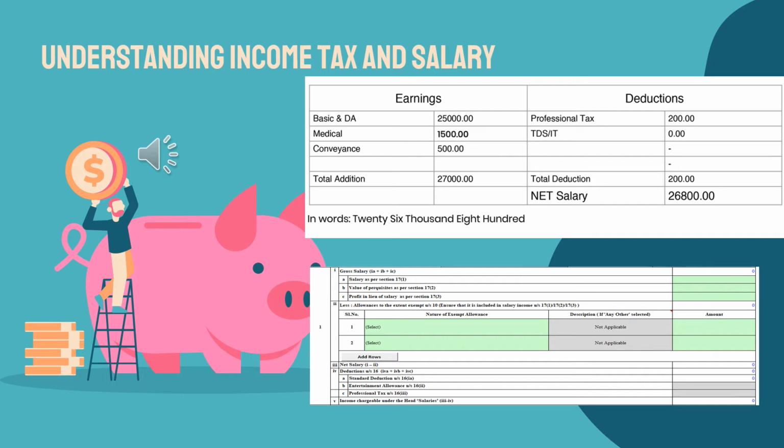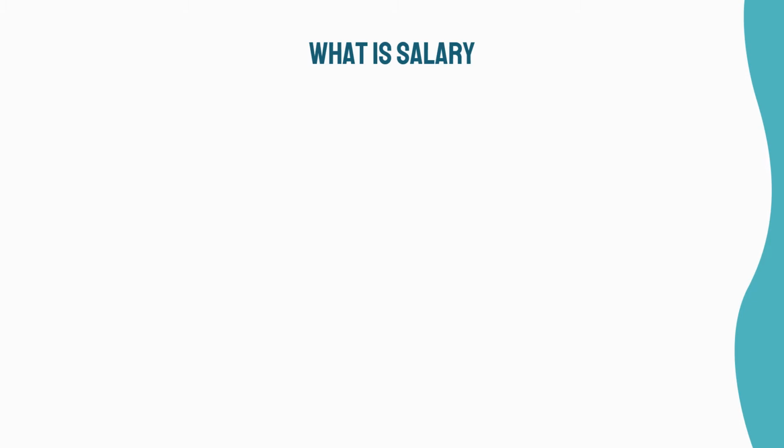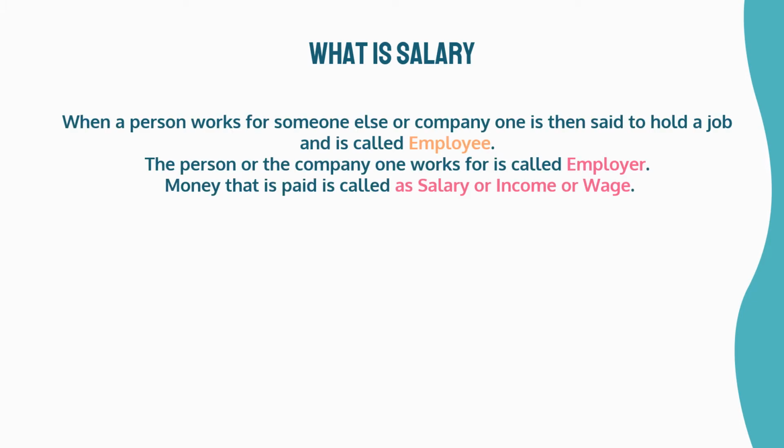Let's learn about income from salary in detail. When a person works for someone else or a company, one is then said to hold a job and is called an employee. The person or the company one works for is called the employer. Money that is paid is called salary, income or wage.